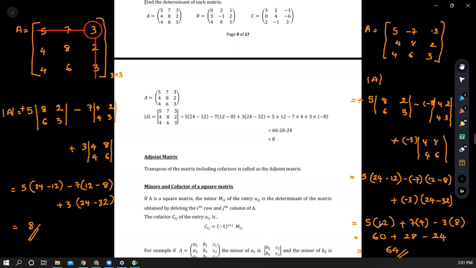This is what we have to do if you are asked to obtain the determinant of a 3 by 3 matrix.